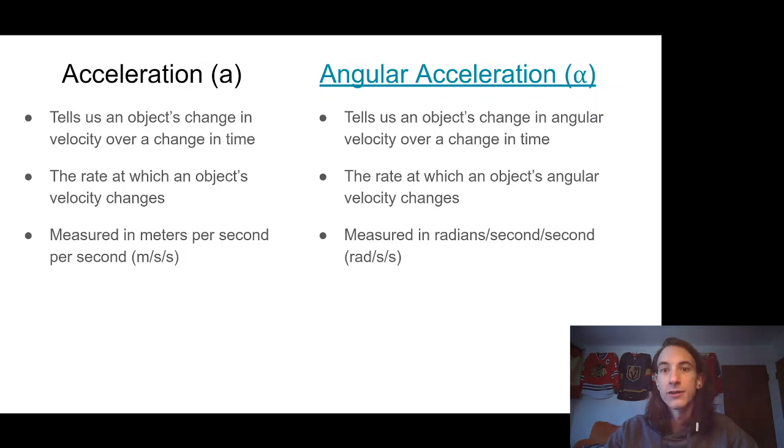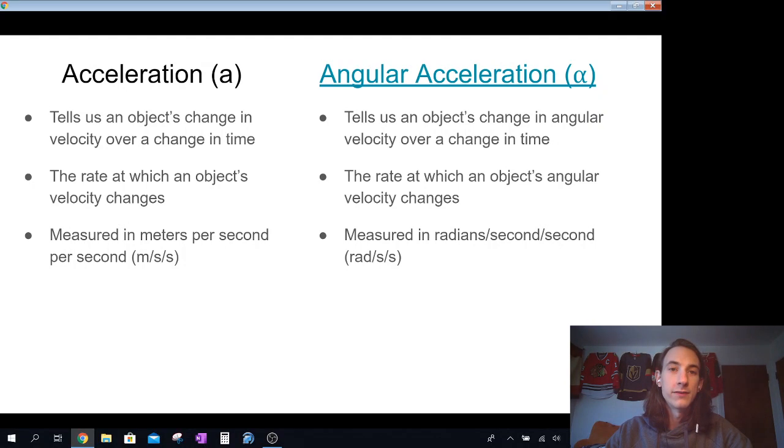And then we have angular acceleration. An object can speed up while it's spinning. It doesn't always have to spin at the same rate. So the angular acceleration, our symbol for it will be alpha, tells us an object's change in angular velocity over a change in time, or the rate at which an object's angular velocity is changing, and we're going to measure it in radians per second squared.